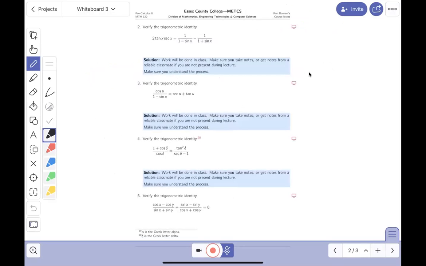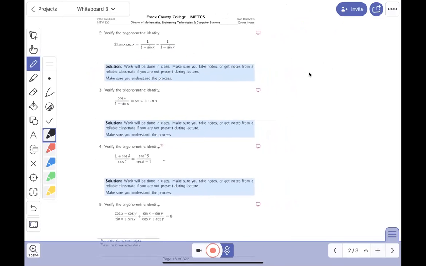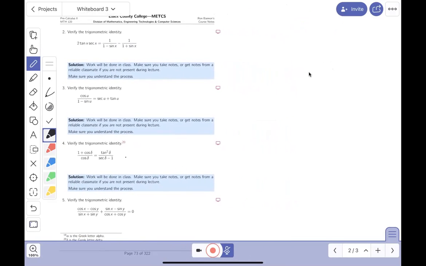All right. Number 2 looks nightmarish to a lot of students. And what I mean by that is a lot of students look at that and say, I don't think I could do that one. Of course you can do that one. So I'm going to pull on the side.